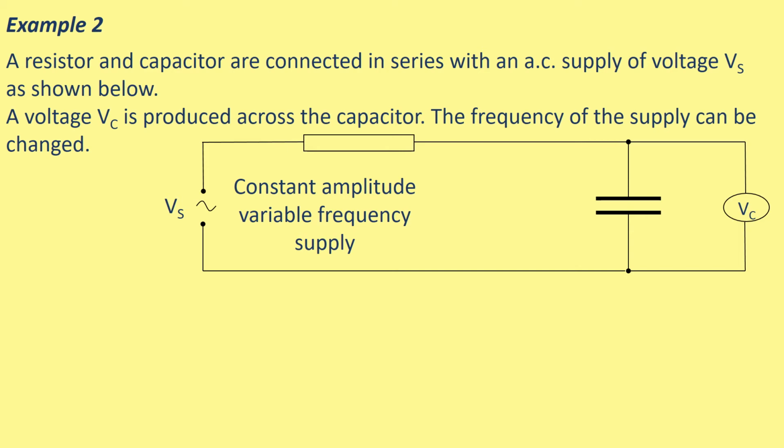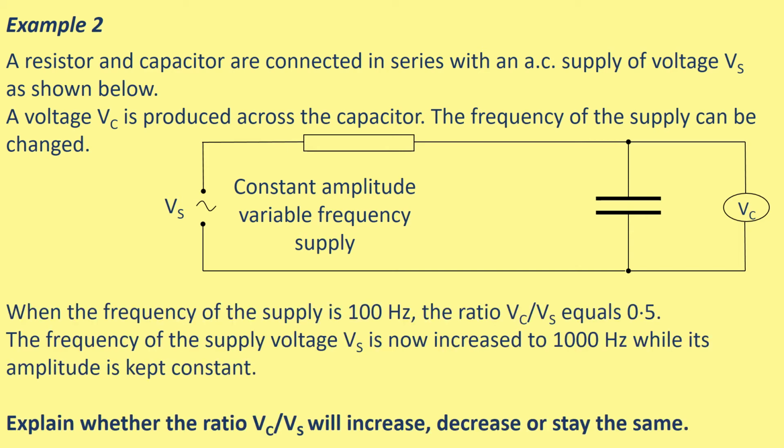Example 2. A resistor and capacitor are connected in series with an AC supply of voltage Vs as shown below. The voltage across the capacitance, Vc, is produced across the capacitor. The frequency of the supply can be changed. When the frequency of the supply is 100 Hz, the ratio of the voltage across the capacitor to the voltage across the supply is equal to 0.5. The frequency of the supply voltage Vs is now increased to 1000 Hz, but it has a constant amplitude, remember. Explain whether the ratio of voltage across the capacitor and voltage across the supply will increase, decrease, or stay the same.